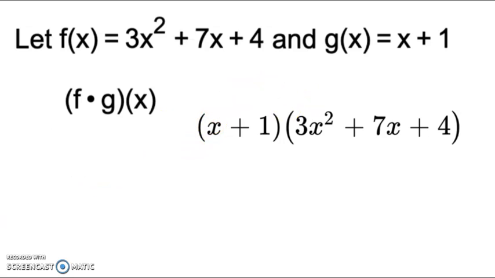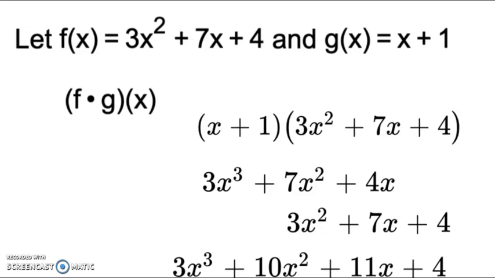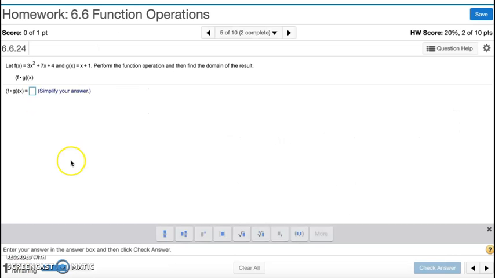So now we are multiplying f of x and g of x. So we have x plus 1 times 3x squared plus 7x plus 4. Distribute the x into everything, and you'll get 3x to the third plus 7x squared plus 4x. Multiply 1 by everything, and you get itself. Combine like terms, and we get 3x to the third plus 10x squared plus 11x plus 4.